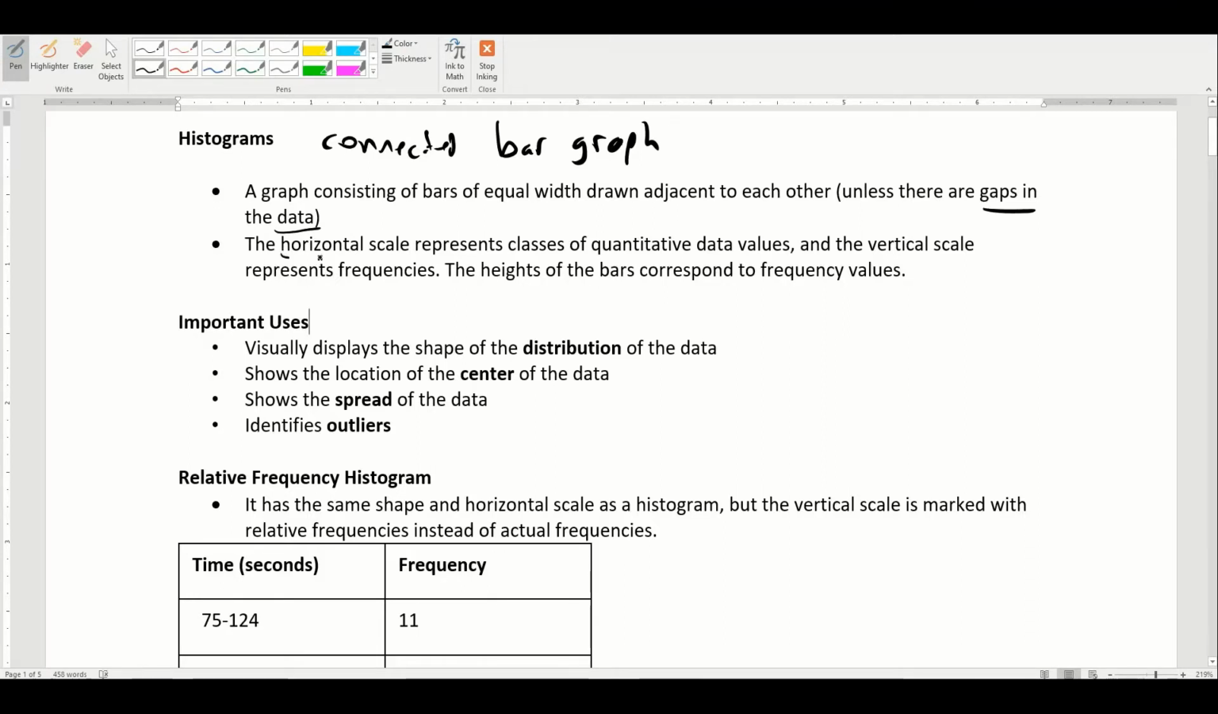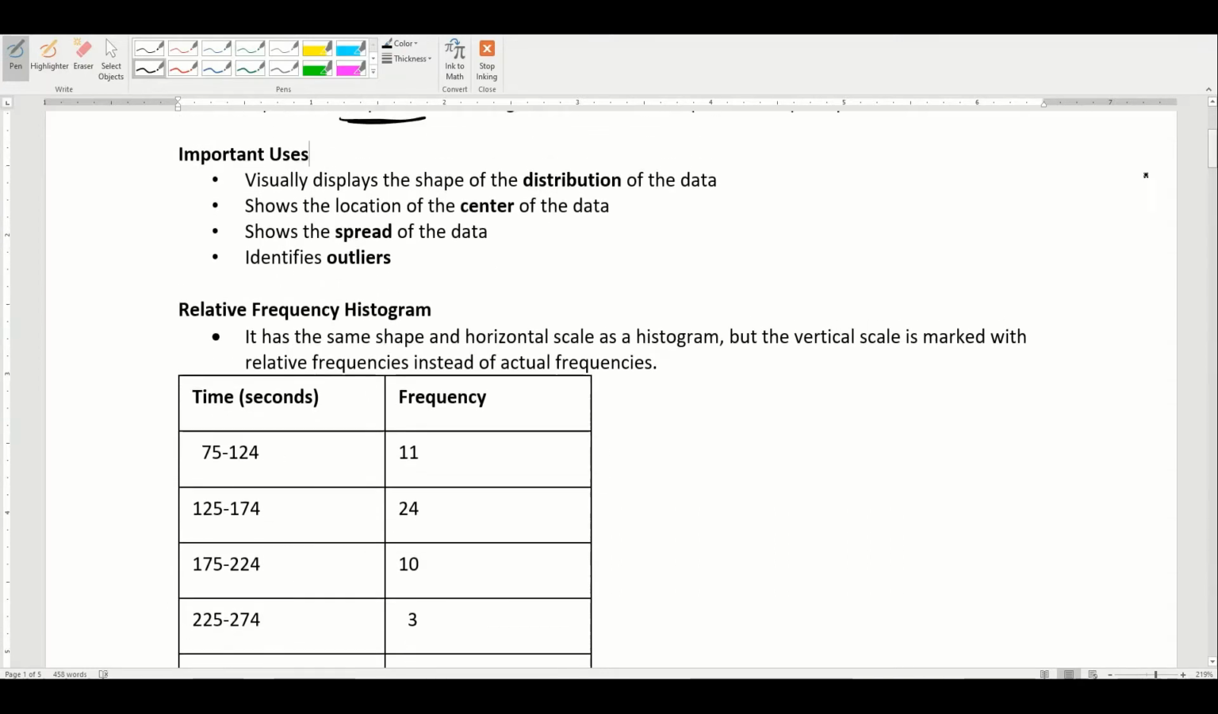The horizontal scale represents data values, or classes I should say, and the vertical scale represents the frequencies, the number that's in each class. You can look at this and see there's some important information here, and you can talk about it pretty easily once you see a histogram. The center, you're going to approximate where the middle of the histogram is. The shape is a big deal. We're going to talk about that here in just a few seconds.